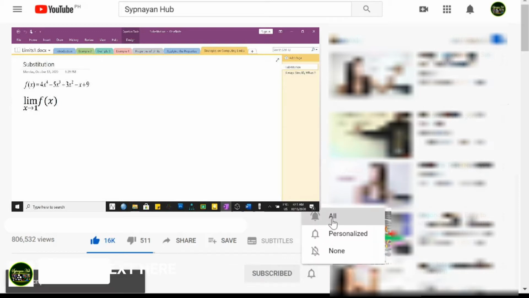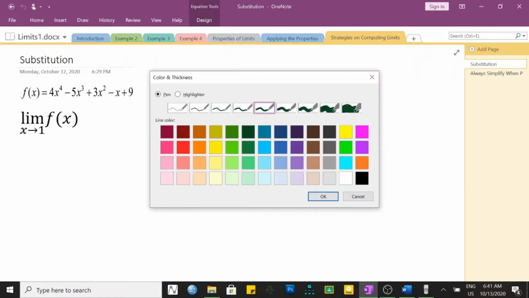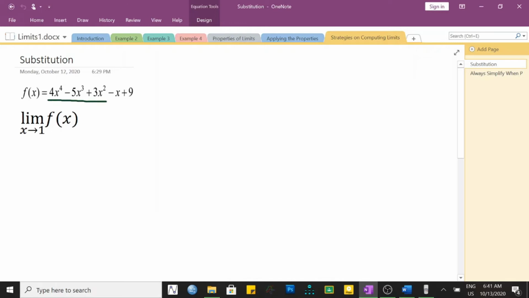The first one is called substitution. Although this is not applicable to all functions that we may encounter, this is really helpful, especially when we are working with polynomials like we see here. This is just a polynomial.